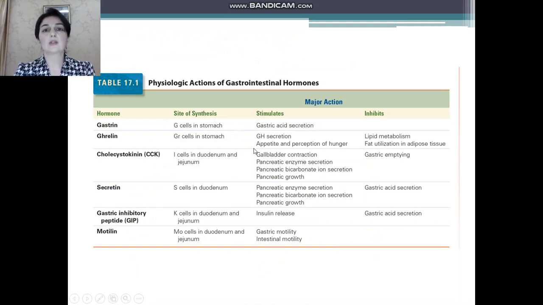The enteroendocrine cells, which are present in the wall of the alimentary canal, including the wall of the stomach, are of different types. For example, G cells, which are present in the stomach, are gastrin producing cells, and then GR cells produce ghrelin. Ghrelin is the substance which will induce the sense of hunger, appetite, and perception of hunger, and also it will lead to receptive relaxation of the smooth muscles in the wall of the stomach.